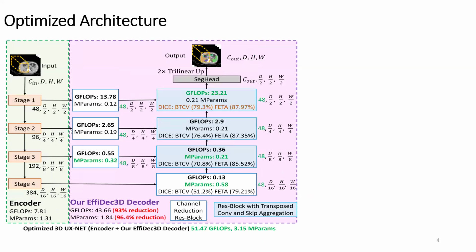This is our optimized architecture. Using the resolution restriction strategy, we remove high-resolution stages and output at half resolution. While using the channel reduction strategy, we set a uniform number of channels in all decoder stages to the minimum number of channels across the encoder stages.